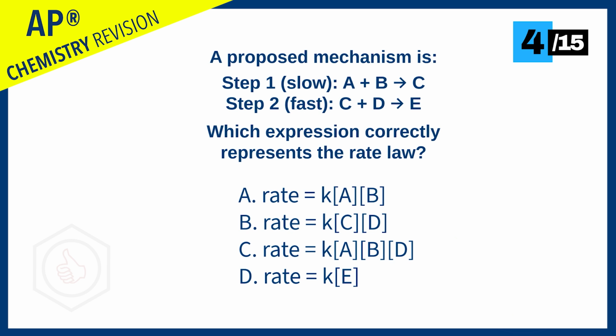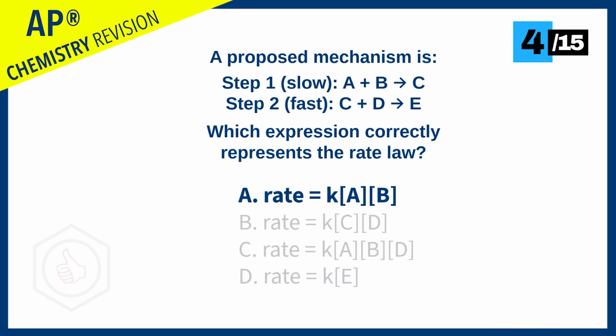The answer is rate equals rate constant k multiplied by the concentration of A multiplied by the concentration of B. Because C is an intermediate, so it wouldn't feature in the rate law, and D, the other reactant, is involved in the fast step, which isn't the rate determining step, and so wouldn't feature in the rate law.